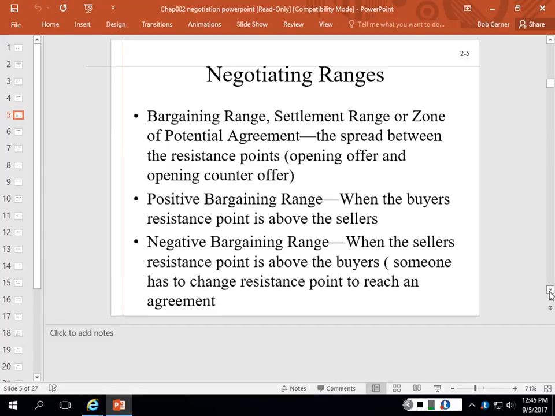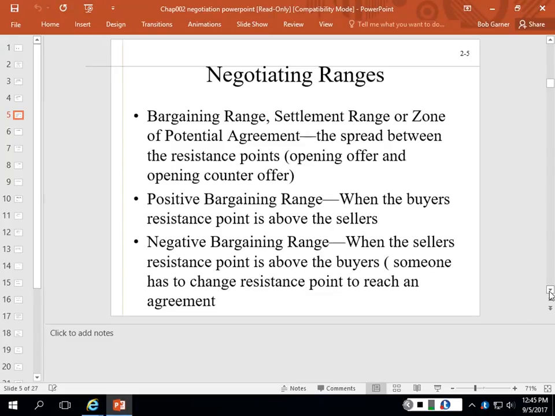A negative bargaining range is when the seller's resistance point is above the buyer's. So let's just say she's asking 145, but his resistance point is 140. He can't go higher than 140, and 145 is her bottom line. Is a deal going to happen? What would have to happen for a deal to happen? Somebody would have to change their resistance point.